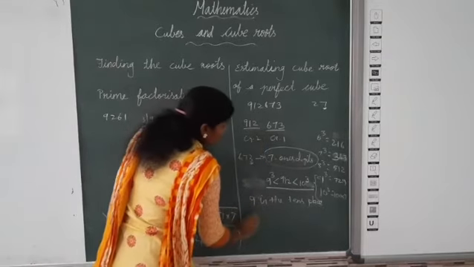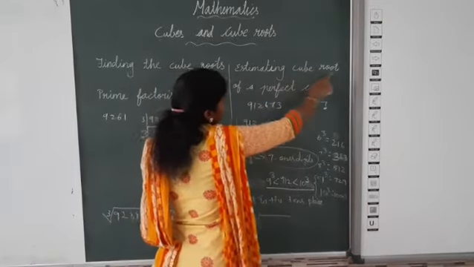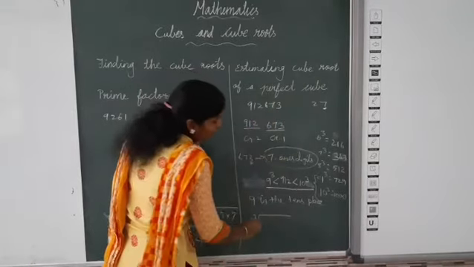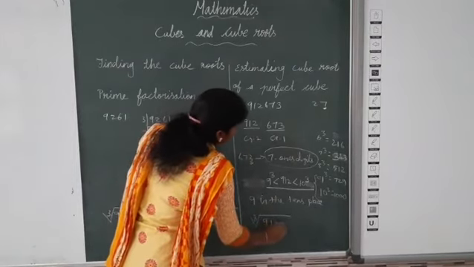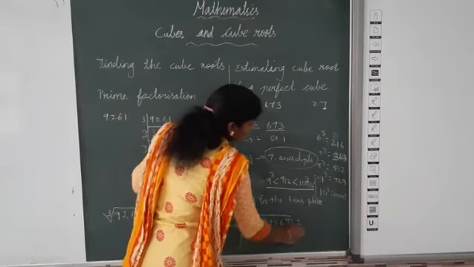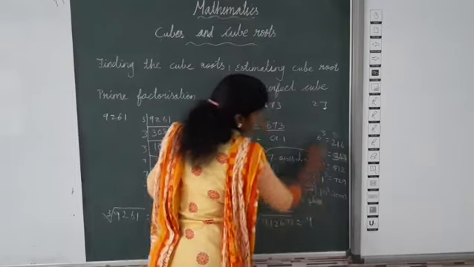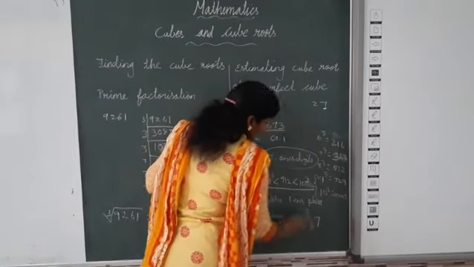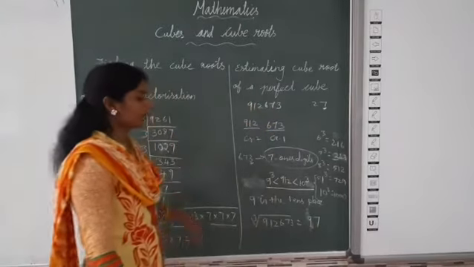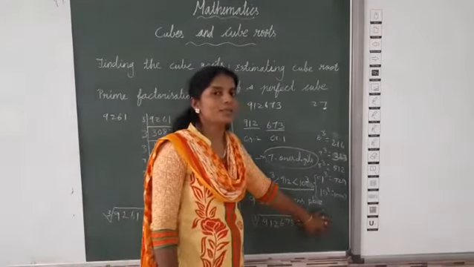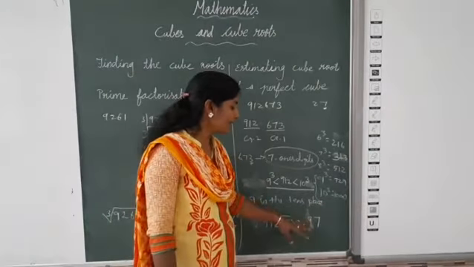Now we can write the estimated value of the cube root of a perfect cube. The estimated value of the cube root of 912673 is equal to, what is the estimate value? 7 in the 1's place, then 9 in the 10's place. 97 cube. Okay, 97 cube. This is the estimate value, not a perfect cube.